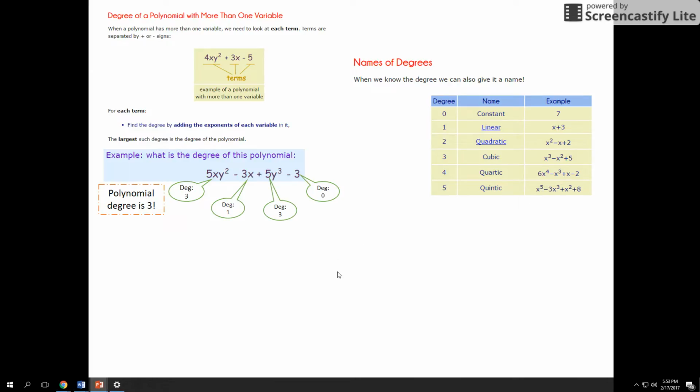If you need assistance, please Google polynomials. There's an awesome tutorial at the Math is Fun website, or you may look in your textbook for additional assistance.